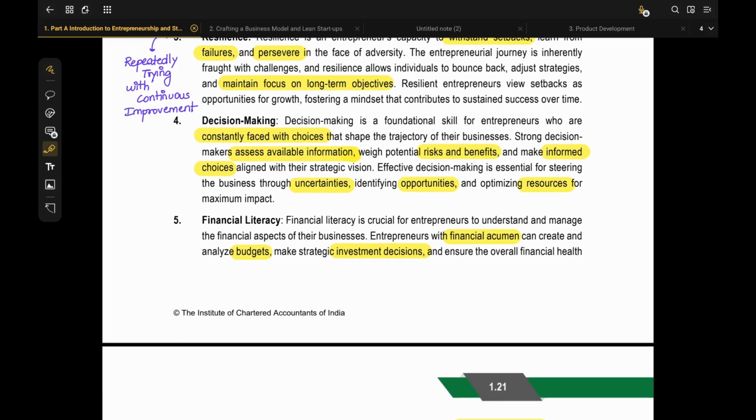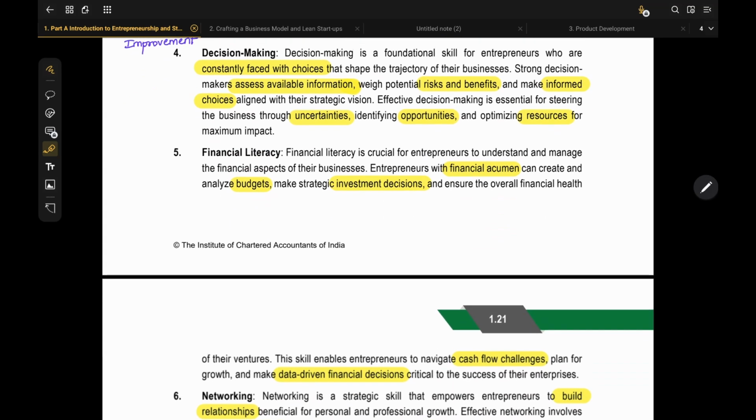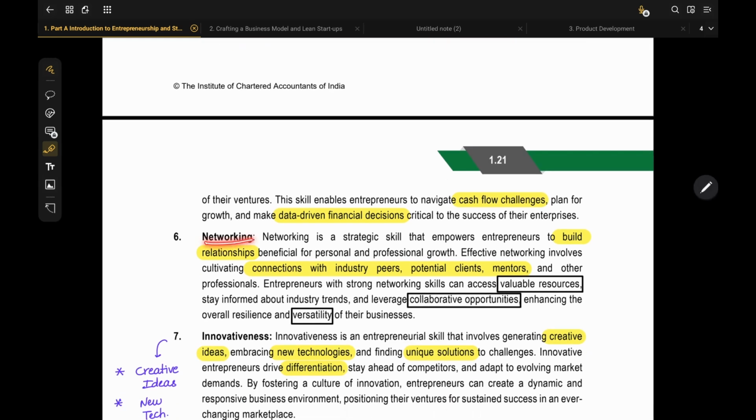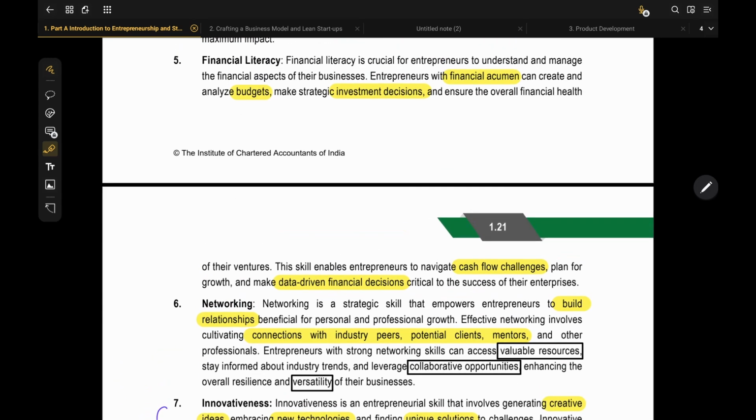That all will affect the startup. And then financial literacy. He should know about finance. Without finance, we cannot manage a startup. And then networking. And in finance, we should be able to know budget, investment decision, cash flow. All the chapters we learn in other subjects, the entrepreneur should know.